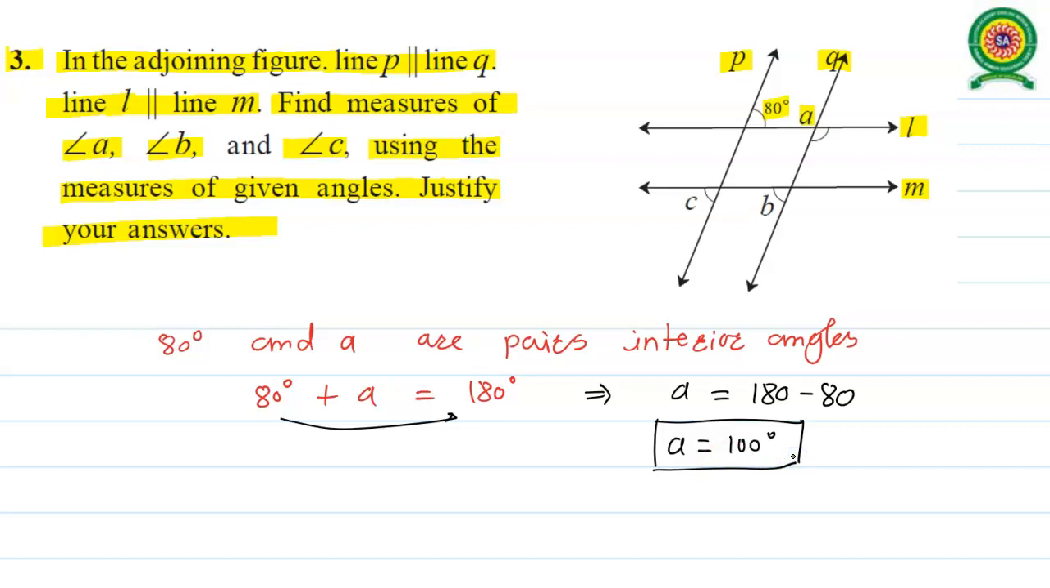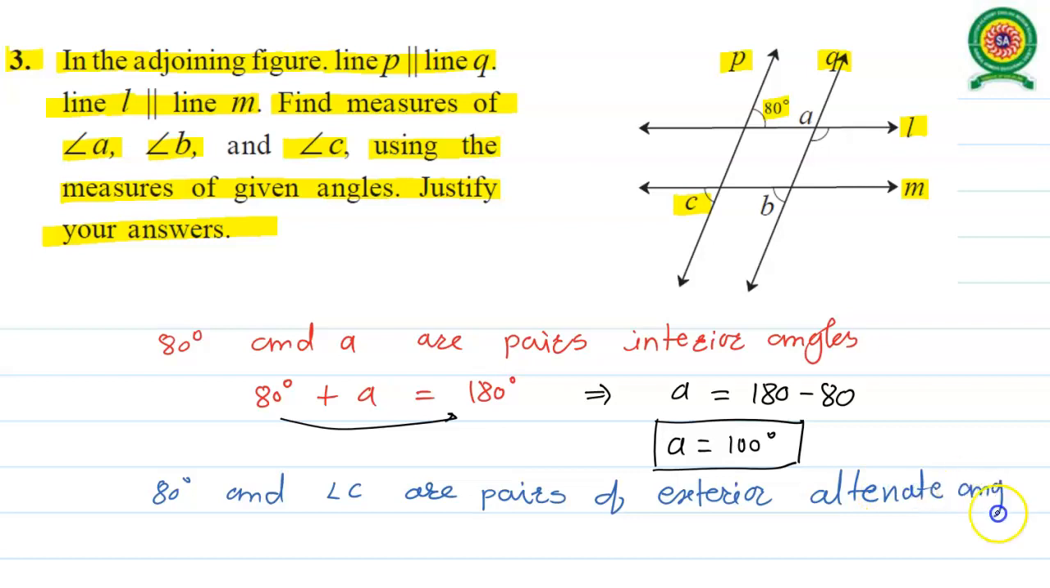Now look ahead: 80 degree and angle C are pairs of alternate exterior angles. So I am writing here: 80 degree and angle C are pairs of alternate exterior angles. Once the lines are parallel, we have the property that alternate exterior angles are congruent, which means angle C equals 80 degree.